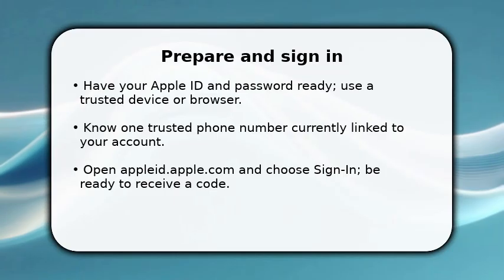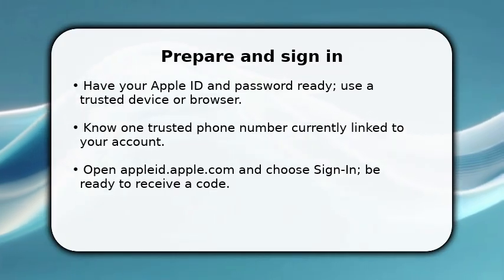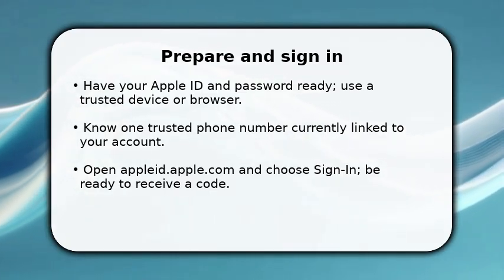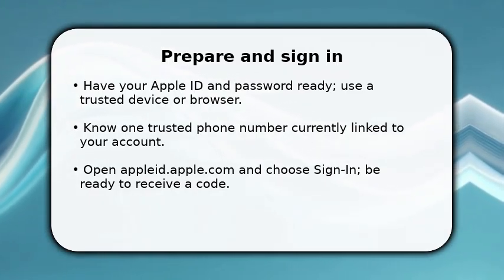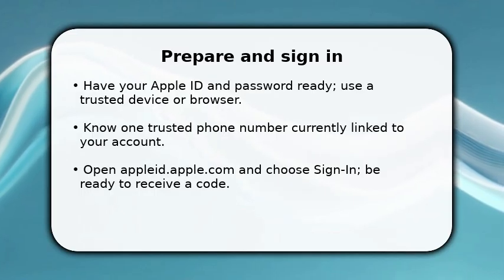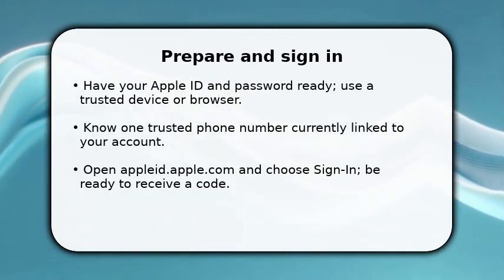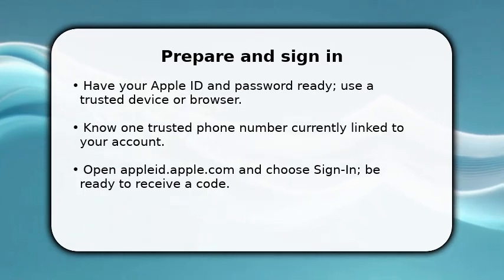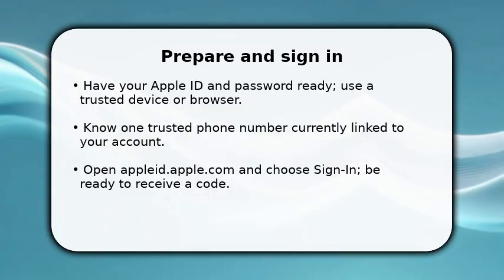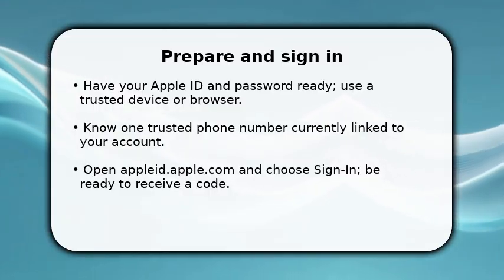You start by signing into your Apple ID at Apple.com using a trusted device. Enter your Apple ID and password, then accept the verification code on a trusted phone or device. Once signed in, navigate to the security section to change settings. Make sure you can receive texts or calls on the trusted number because you'll need it for confirmation.